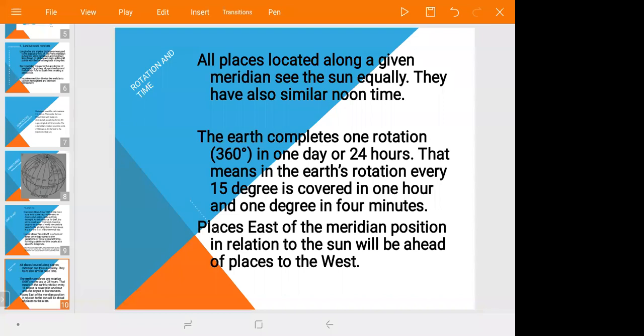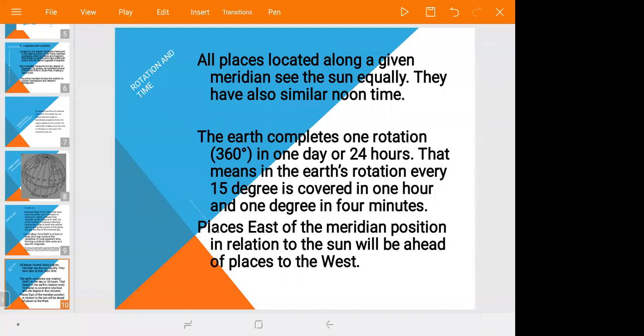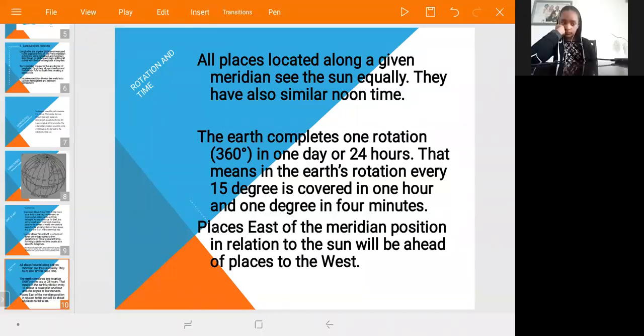If they have 1 degree difference, then you subtract 4 minutes if you travel to the west. If you travel to the east, you add that 4 minutes for 1 degree difference. For 15 degree, you add if you travel to the east, then you subtract if you travel to the west.